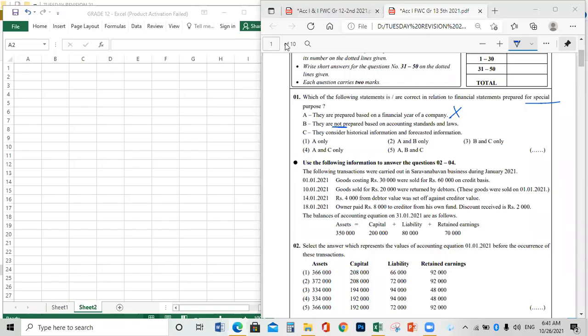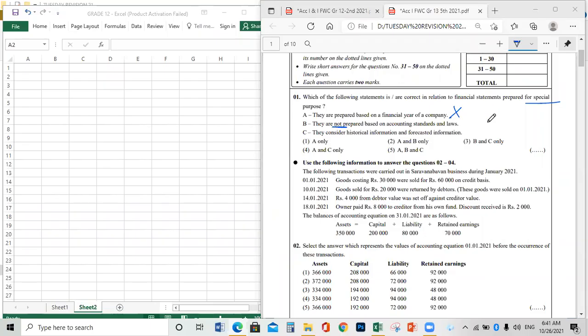I'll tell you all an easy way to identify. Just remember it like this, okay? If it is general purpose, think about financial accounting. If it is special purpose, think about management accounting. You will easily identify.